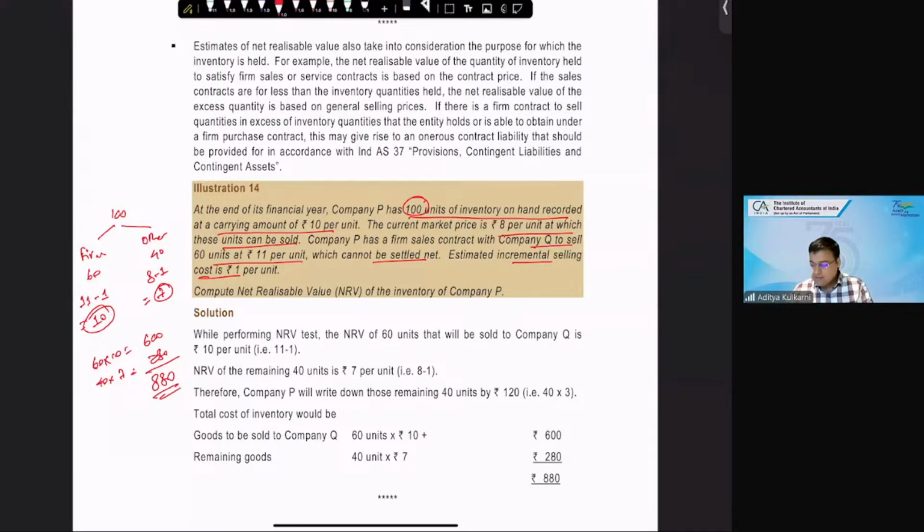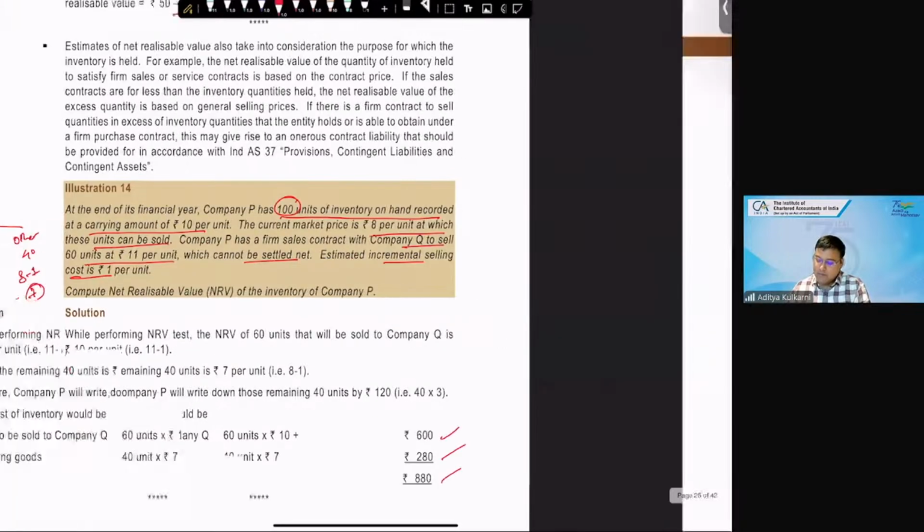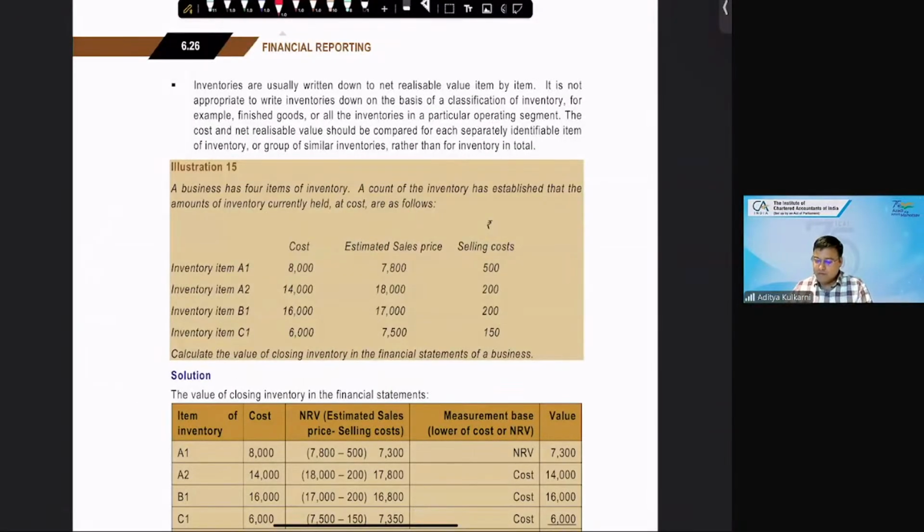Are we okay with this? Yes. Simple enough. 600, 280, 880. Compute net realizable value.